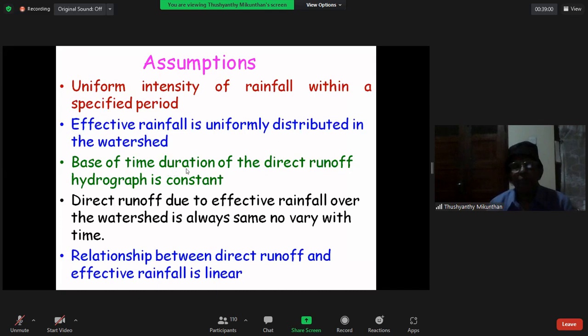Then, the base time duration of the direct runoff hydrograph is constant. I will show you the base time in the next slide. Base time means from the flow starting time to the flow ending time. That is the base time. Maybe 4 hours, 5 hours, 6 hours: starting at 8 o'clock and ending at 12 o'clock means the base time is 4 hours.